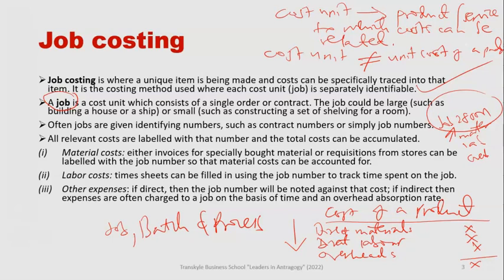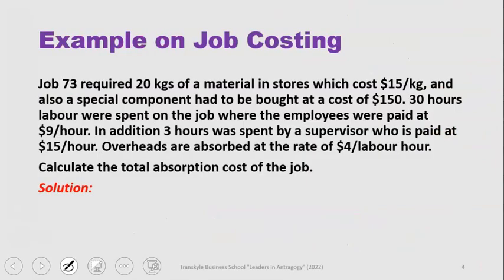For labor costs, we can use timesheets, which have been filled by people who have been partaking in a particular job. Other expenses, if direct, then the job number will be noted against that cost. If indirect, then expenses are often charged to a job on a basis of time and an overhead absorption rate. So that's the background, but we need to get into detail by using an example.